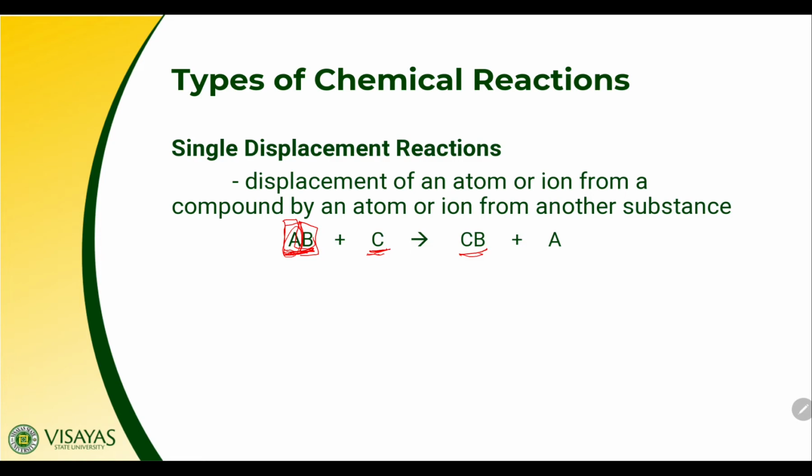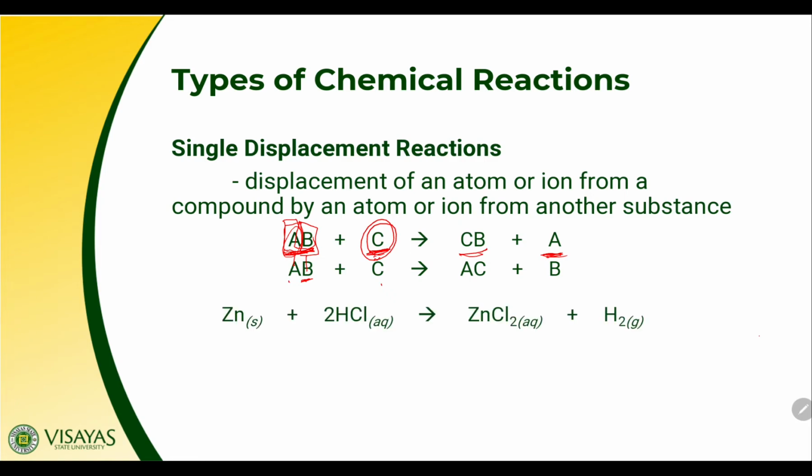Okay, so again, single displacement here, an atom or ion, a separate substance, displaces either the A or the B in a compound. In this case, what was being replaced is the A. So in the product side, we now have our CB, and then the A is separated. Okay, so AB plus C, we have CB plus A. Or we could also replace, instead of A, the B that is being replaced by C. So in the product side, we now have AC, and B is separated or being displaced.